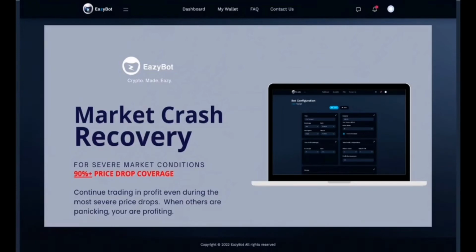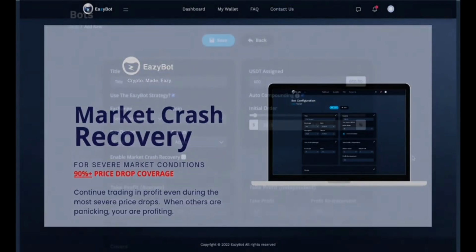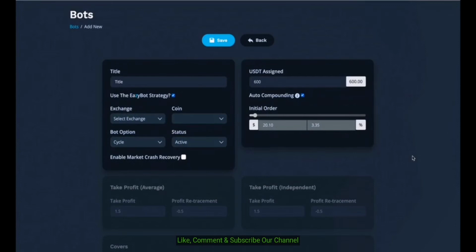Okay, so now we're on the bot settings page. Let's talk about market crash recovery. There's three things we're going to cover here. What is market crash recovery? When should I use market crash recovery? And then how do I set it up?